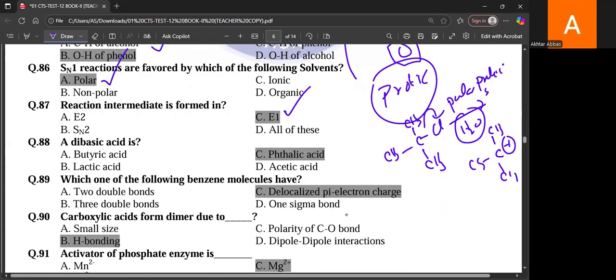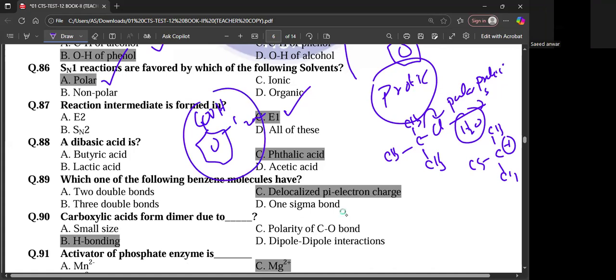Next one is, a dibasic acid is. You know that phthalic acid is a dibasic acid because it contains two COOH groups. So it is also called a dibasic acid. All other acids, like acetic acid, are monobasic acids because phthalic acid contains two COOH groups.